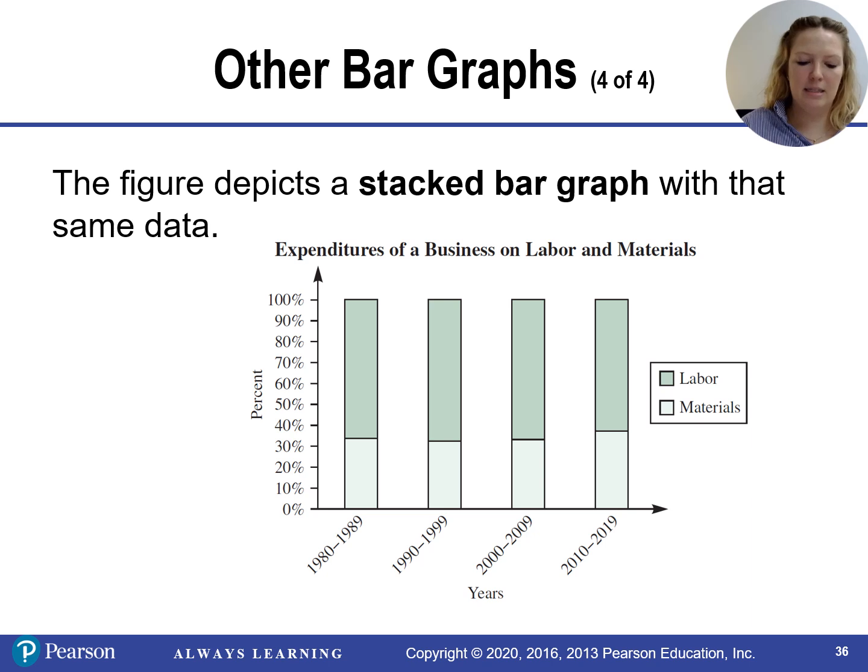And so in this case, we have those ranges of years, and then all of the bars only go up to 100%. So even though there was more total spending in the later years, we are talking about just the total spending in each year. So even though the spending has increased, the split between labor and materials has stayed roughly the same.